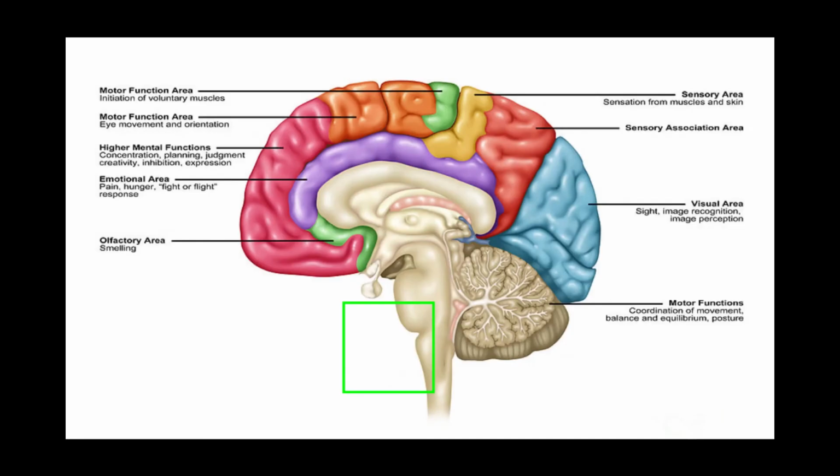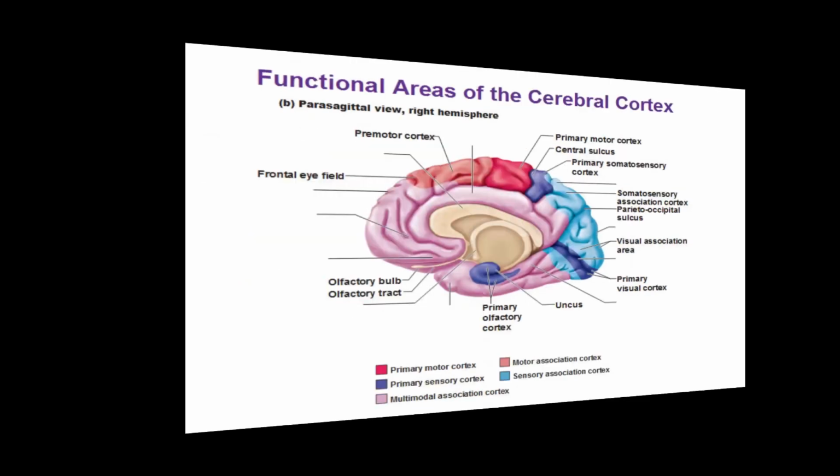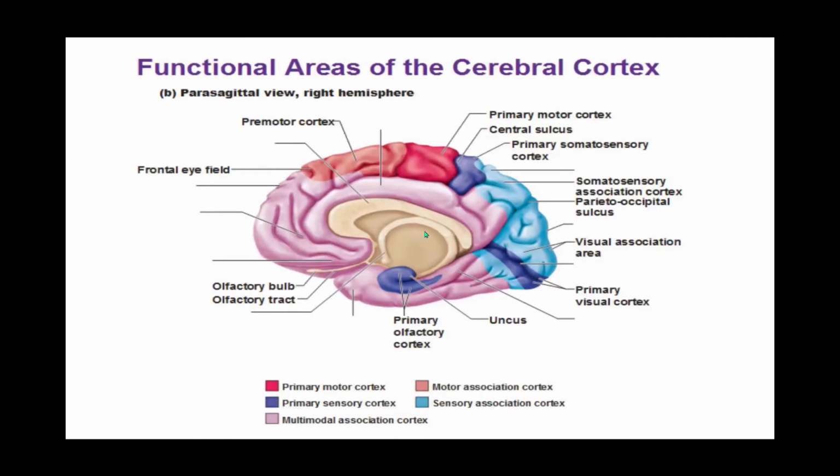Let's go ahead. This is a repetition just to buttress the memory. This shows the medial surface of the brain again. That's our cingulate gyrus there, and this is our white matter commissure. That's the fornix, and that's our olfactory bulb, olfactory tract, and that's the uncus. That's our primary motor area, and that's our motor association area.